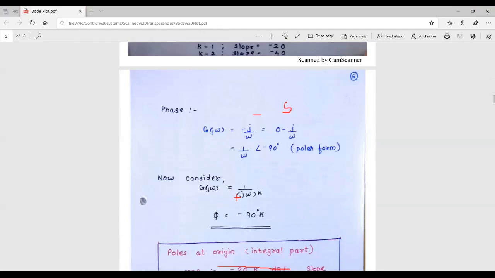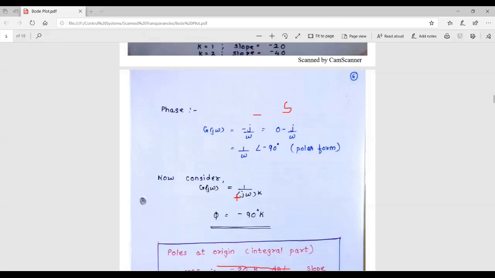For the phase part, we have G of j omega equal to minus j upon omega, which is 1 upon omega. If you convert it into phase using the formula, tan inverse of imaginary part upon real part, for this particular one this is going to be tan inverse of 0 upon 1. So tan inverse of 0 is equal to 0. And in the denominator, you are going to have tan inverse of omega upon 0, so that is tan inverse of infinity. That is nothing but 90 degrees. So this is 0 degree and this is 90 degree.